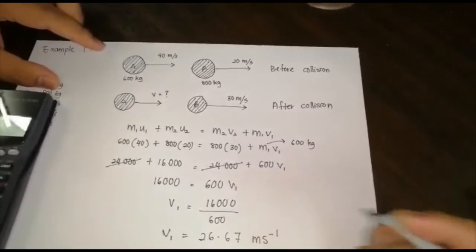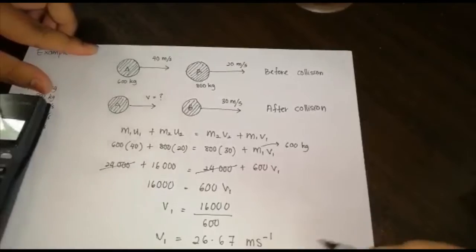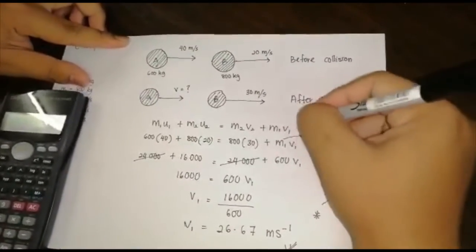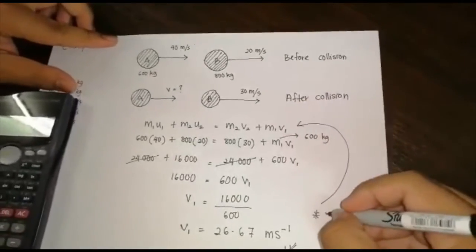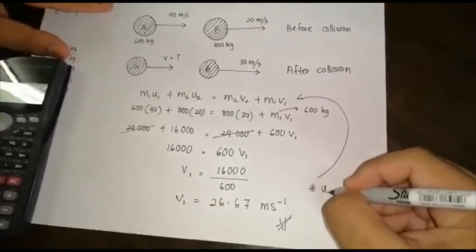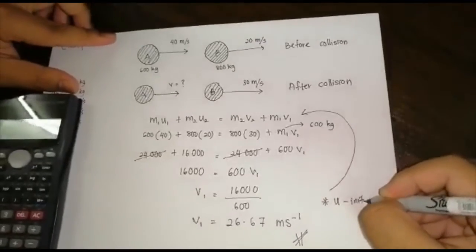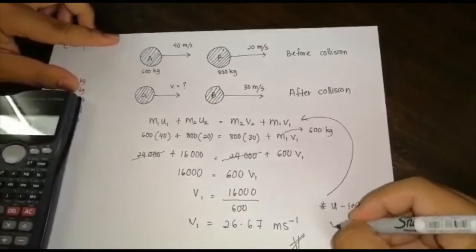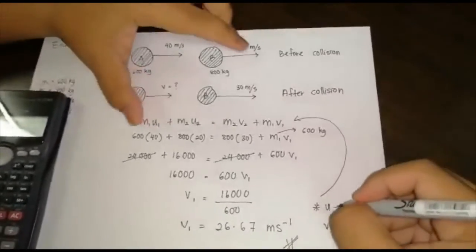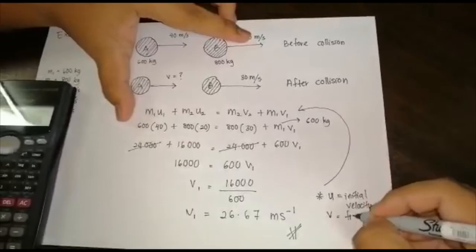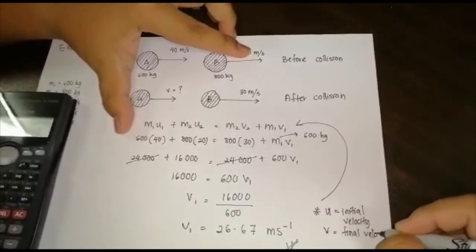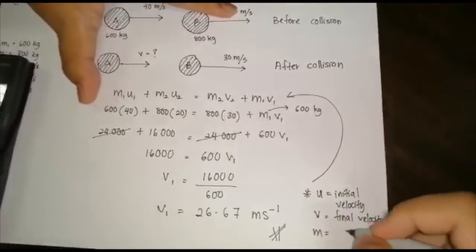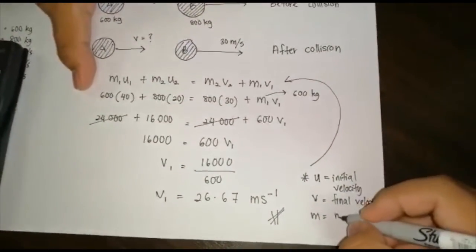So we can conclude that with this formula we can find U, which is the initial velocity, we can find V, which is the final velocity, and we can find the mass of the object.